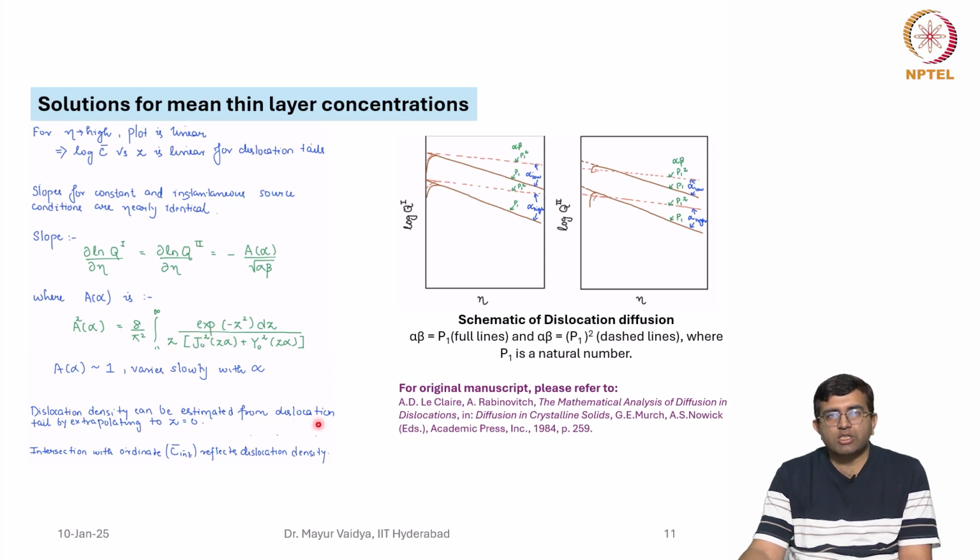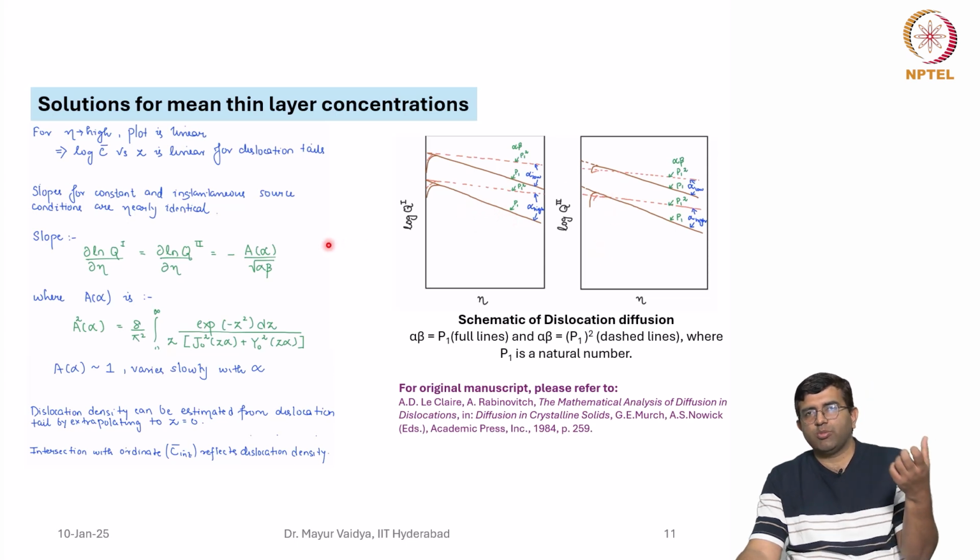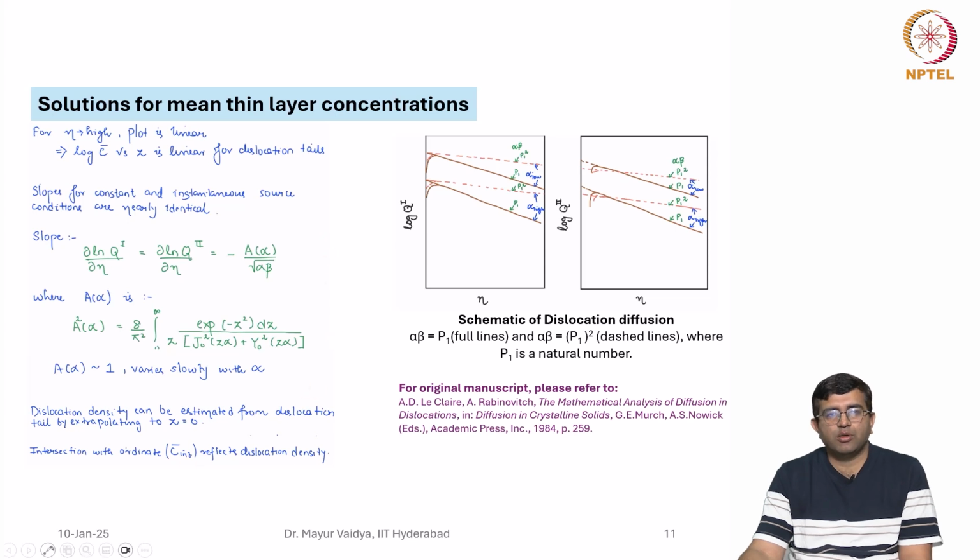Then dislocation density can be estimated by extrapolating to Z equal to 0, and the intersection with the ordinate, the C bar, reflects the dislocation density. That's why we can extrapolate and estimate a dislocation density. So both in that respect, Q1 and Q2 behave similar. That's what we saw before also, that the dislocation tails have the similar behavior.